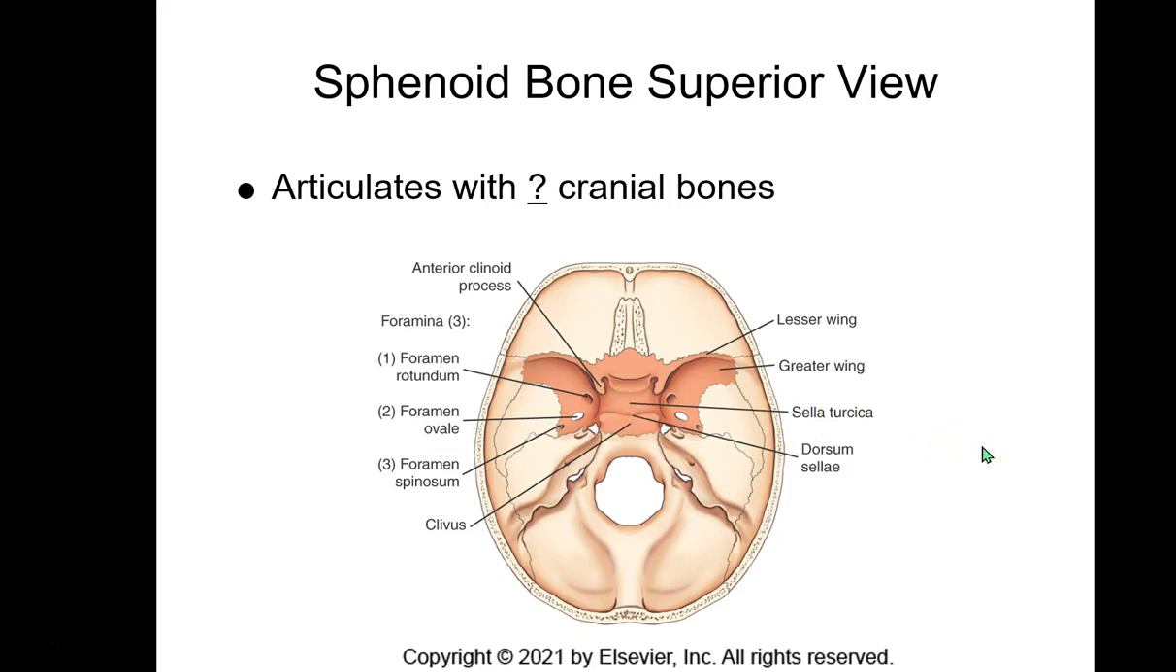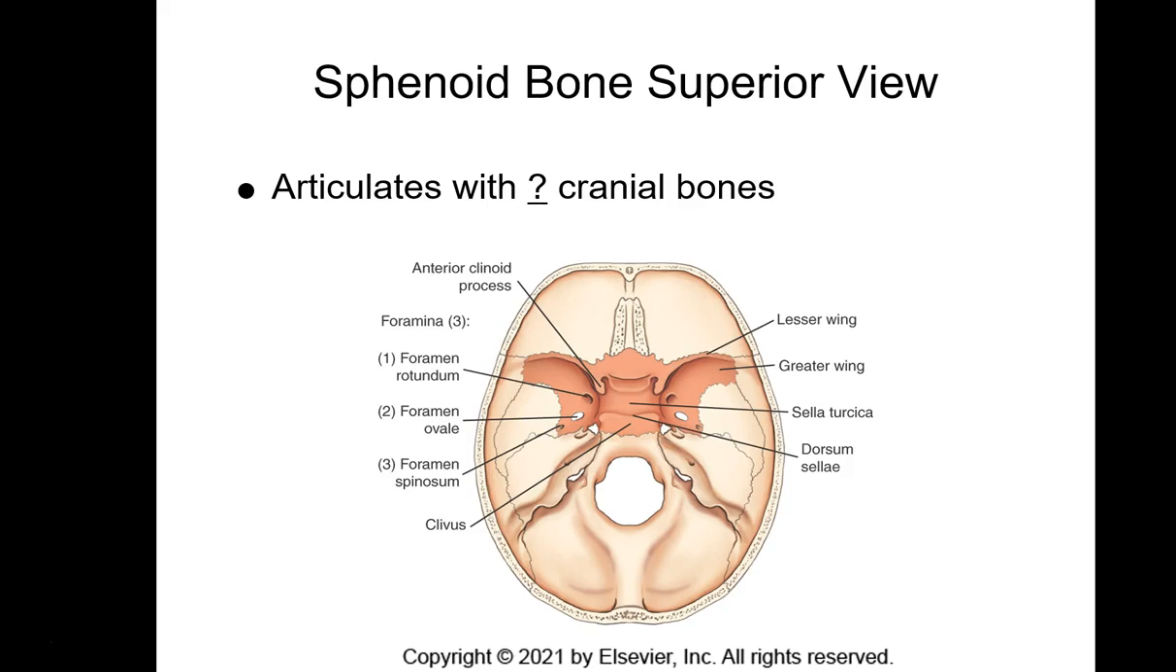The sella turcica actually derives its name from words meaning Turkish saddle, and you'll be able to see when we look at it from the side that it actually looks like a saddle. The sella turcica is important because it partially surrounds and protects a major gland in our body, the pituitary gland. So the pituitary gland kind of sits inside that sella turcica.